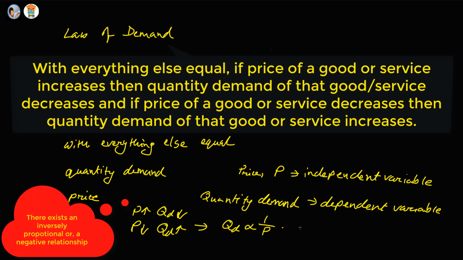Mathematically, we can define the relationship between price and quantity demand as quantity demand is a function of price, and the relationship between these two variables can be expressed as QD is inversely proportional to price.